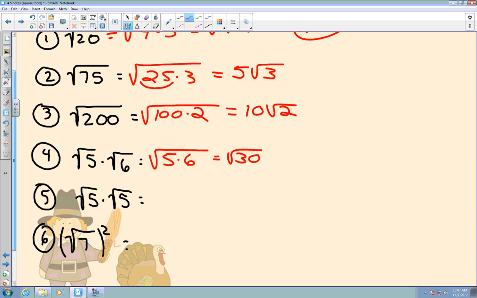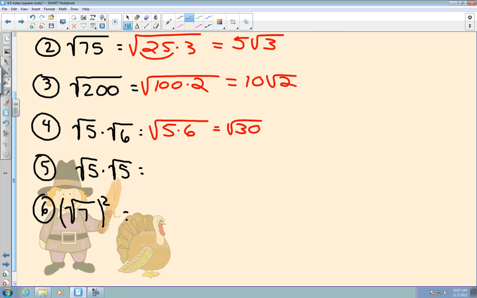Okay, so root 5 times root 5, what's that? Is that 5 or 50? It's going to be 5, because 5 times 5 is 25, so I get root 25, which is 5.